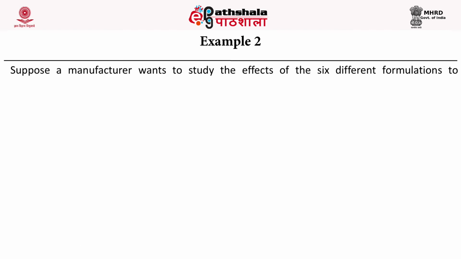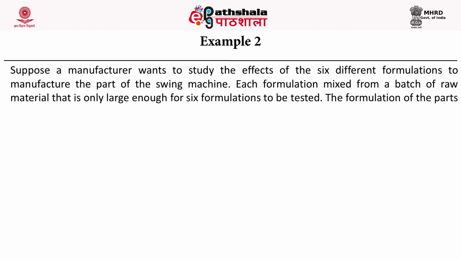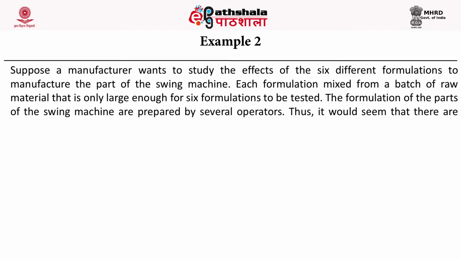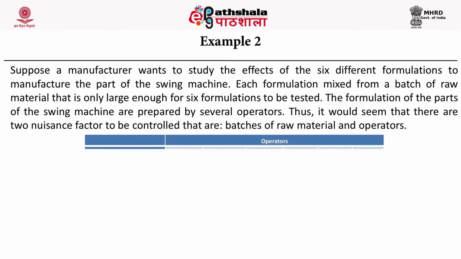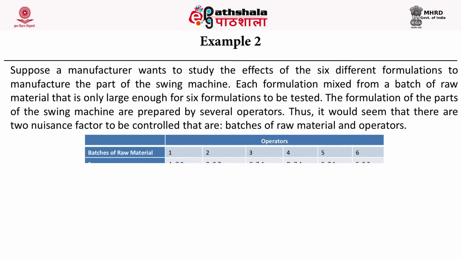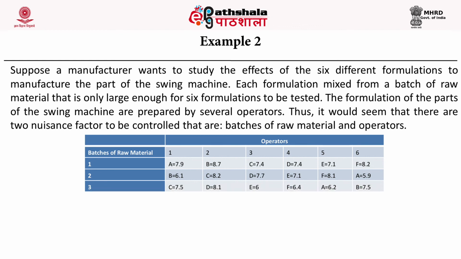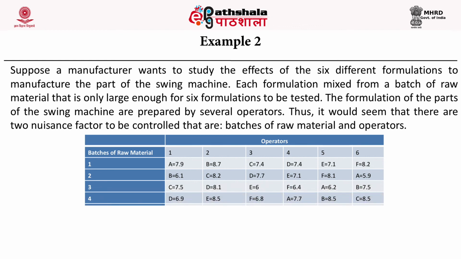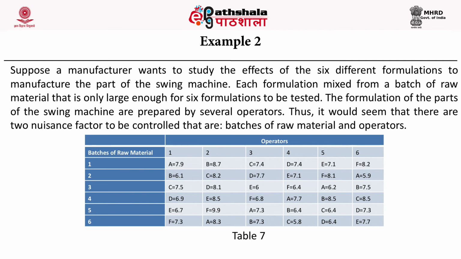In the second example, a manufacturer wants to study the effect of 6 different formulations used to manufacture a part of a sewing machine. Each formulation is mixed from a batch of raw material that is only large enough for 6 formulations to be tested. The formulations of the part are prepared by several operators. Thus, there are 2 nuisance factors to be controlled, the batch of raw material and the operators. In the first column we have batches of raw material, and in the next columns we have operators, with 6 rows representing the batches of raw material and 6 operators also.